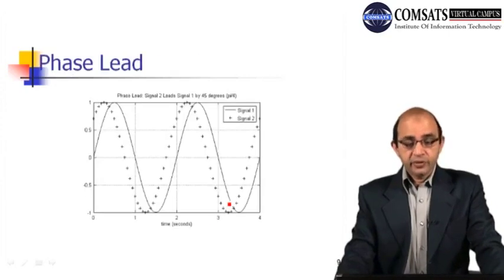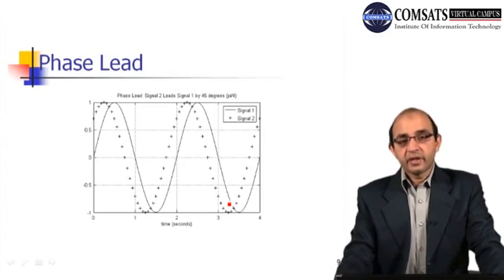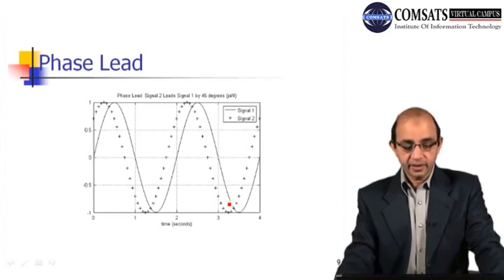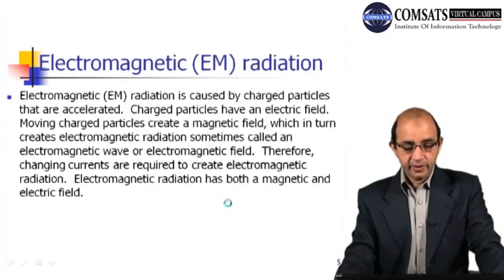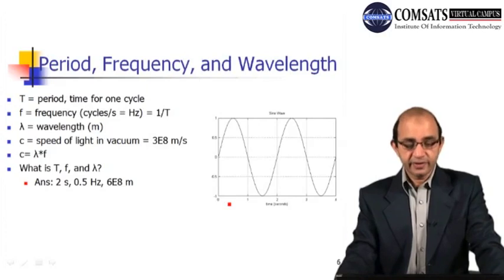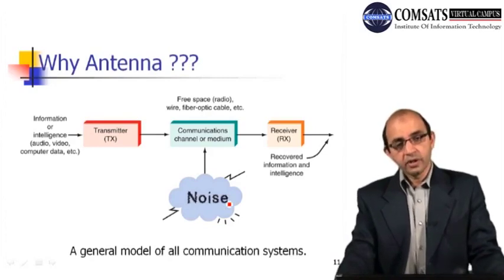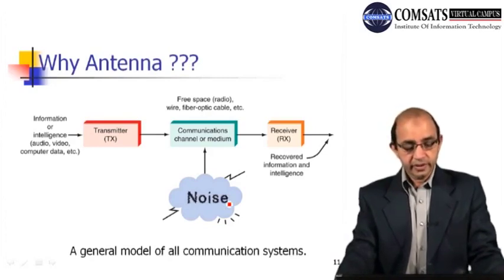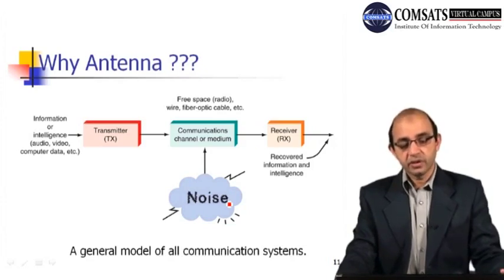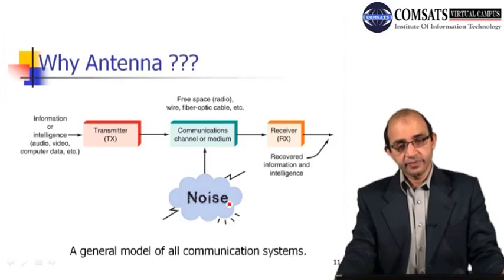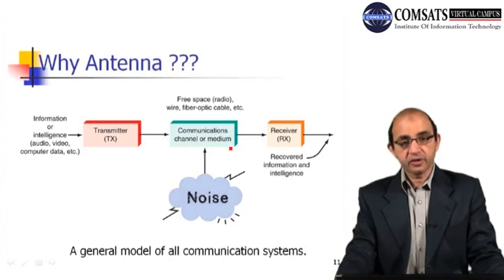After knowing the coupling of electric and magnetic field and how they can travel along each other, and knowing the period, frequency, phase lag and phase lead, now let's come to the antenna. First of all we have to go through the normal or conventional communication system. We have a transmitter and a receiver, right? And in between we have the communication channel or medium. This can be free space for radio waves.